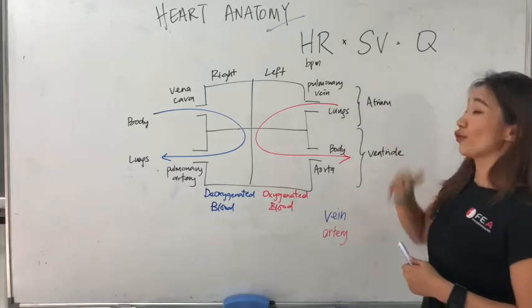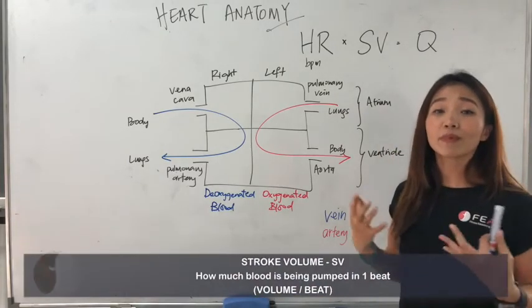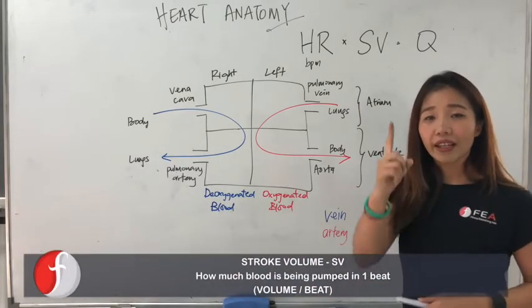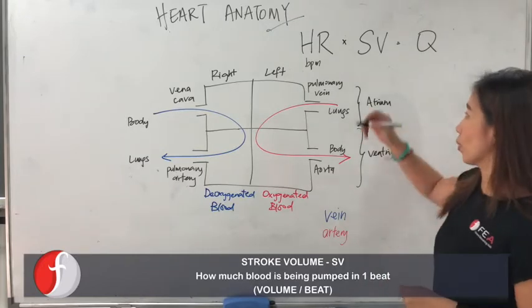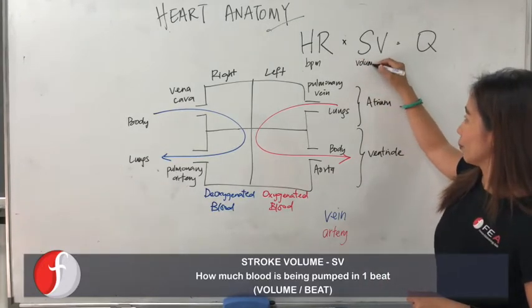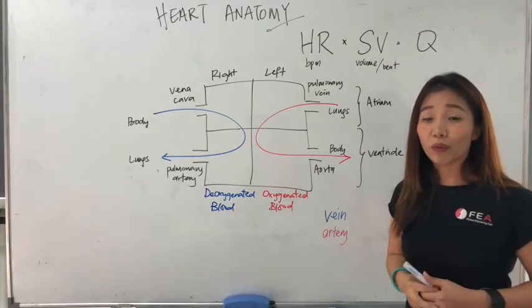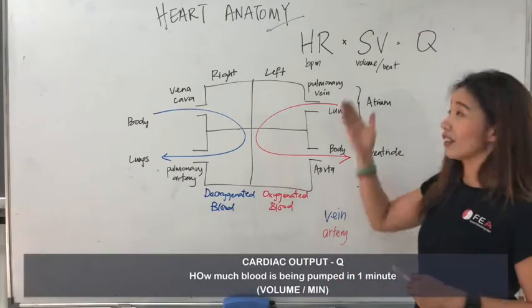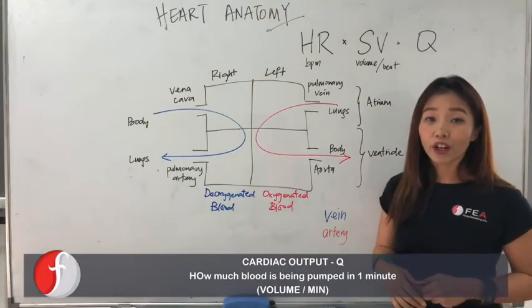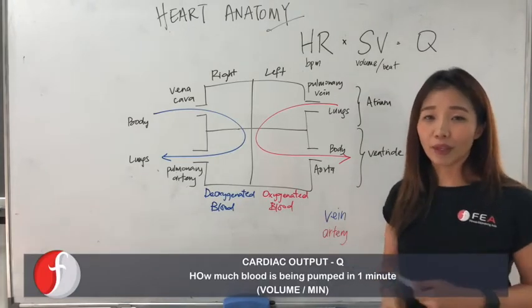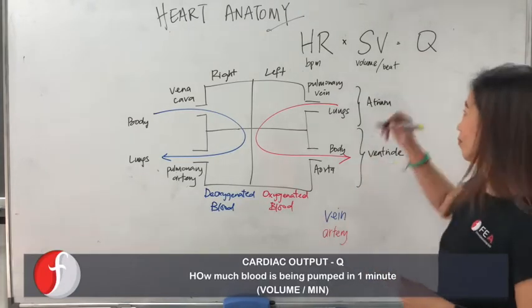For stroke volume, what it means is how much blood is being pumped in one beat. So that is what we call volume per beat. And when we talk about cardiac output, in short Q, we're talking about how much blood is being pumped in one minute.